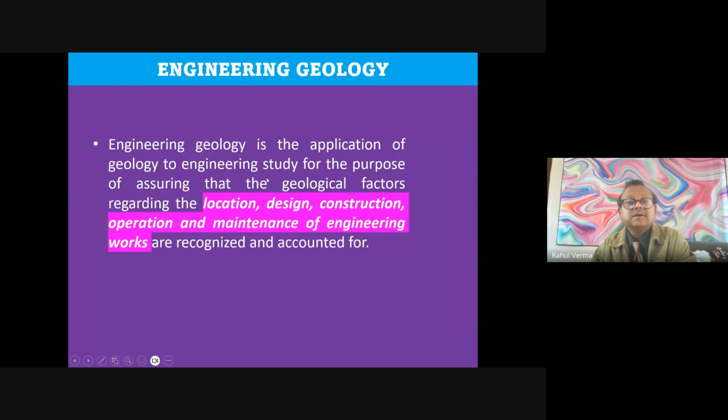Engineering geology is the application of geology to engineering study, for example location, design, construction, operation, and material. Suppose you have to build a dam, you have to consider what kind of rock foundation we need, and whether the area is under the influence of earthquakes or landslides. It can cause huge havoc if you build a dam at the wrong place. So we check a lot of things: geology, structure, stability, connectivity, and the use pattern.